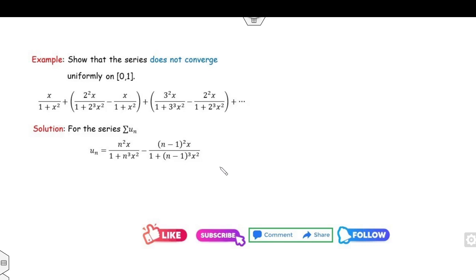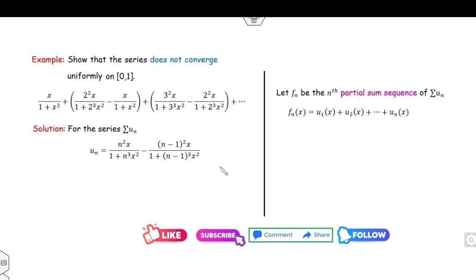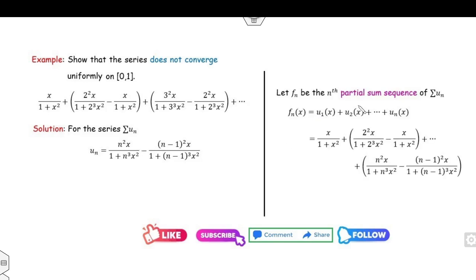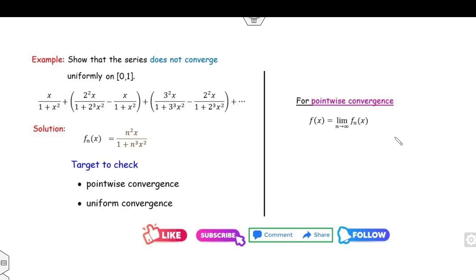Since it is already a partial fraction, I can start with the fn. I can substitute the value of the u1, u2, and so on. Clearly the first expression cancels, n minus 1 will be cancelled. The only term which is left behind is n square over 1 plus n cube x square. Domain is my 0, 1. So I can start the pointwise convergence. Again, I can take cases: x is 0, x is 1, x lies between 0 and 1.